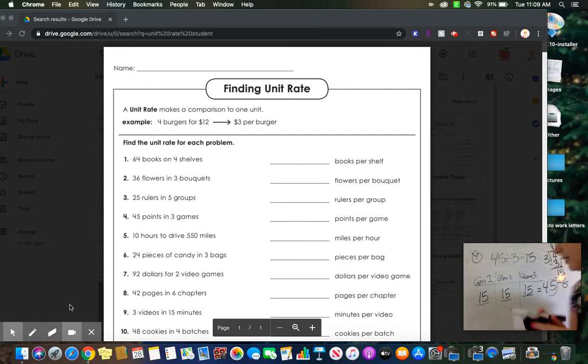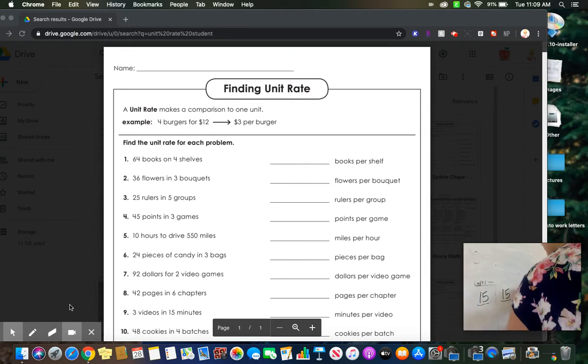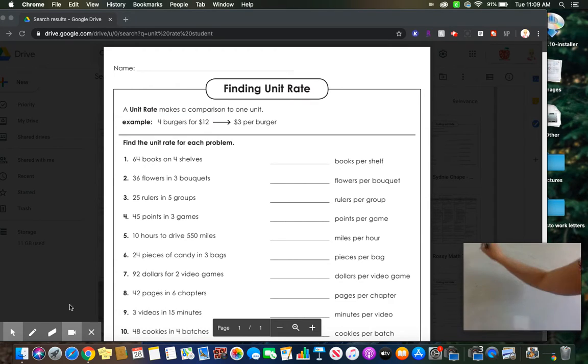Okay, we're going to do one more. Okay, ready? Number 5. 10 hours to drive 550 miles. Okay, so the total is how many miles? 550 miles in 10 hours divided by 10.